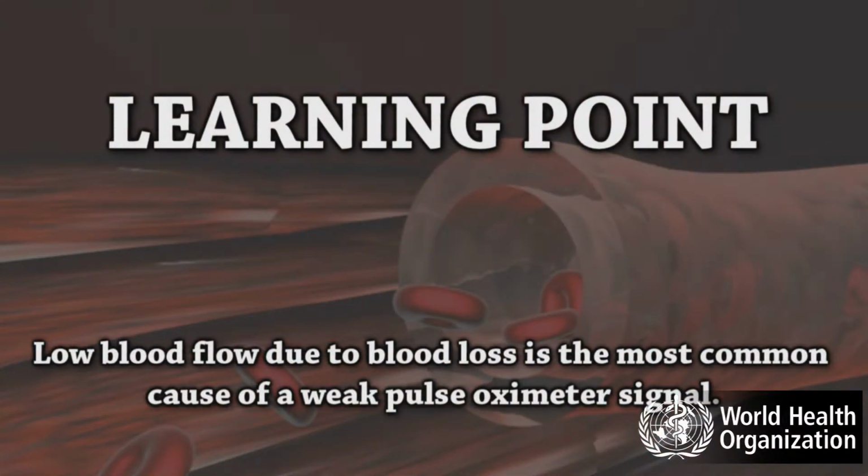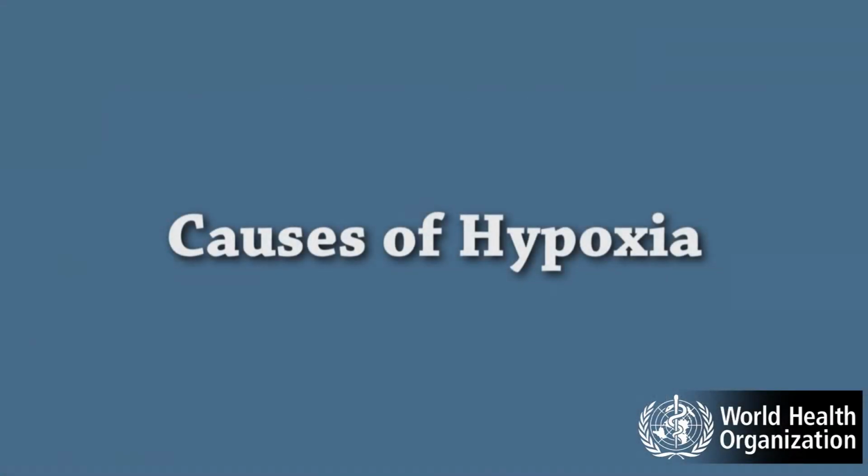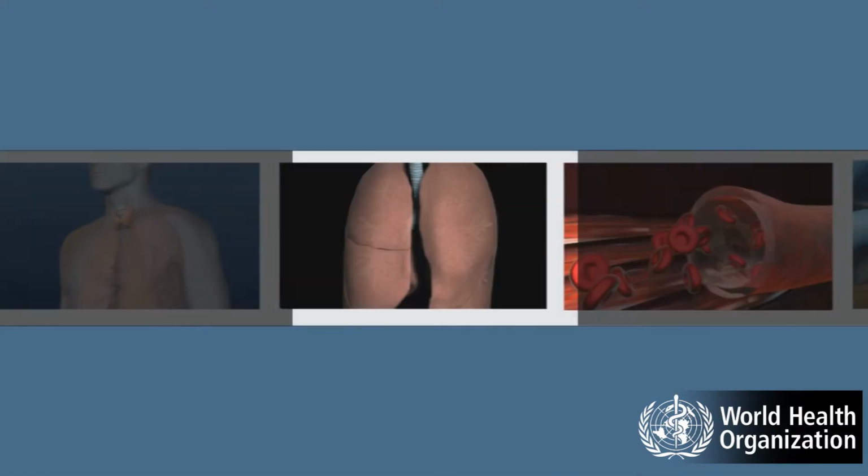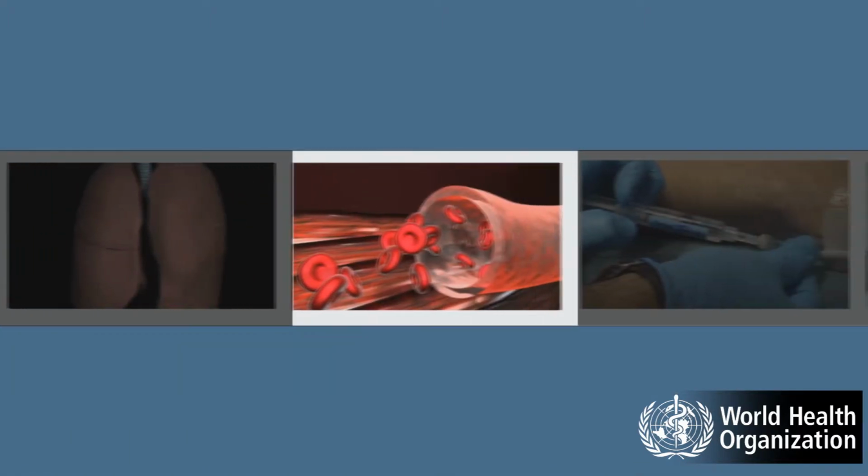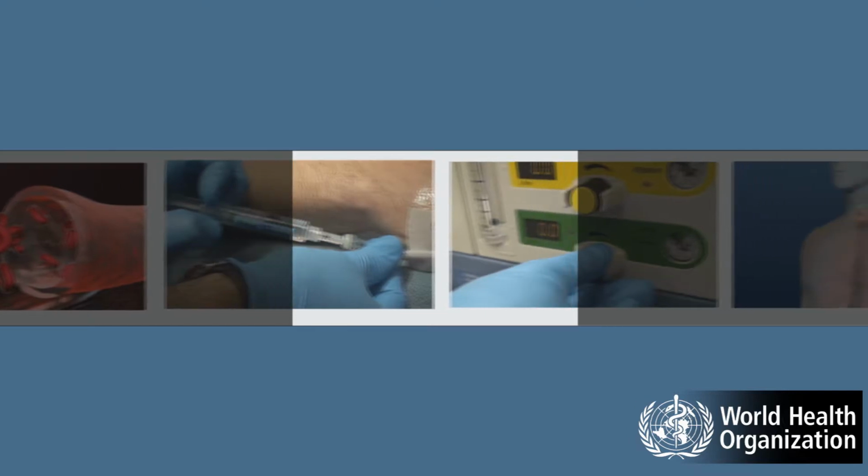Learning point. Low blood flow due to blood loss is the most common cause of a weak pulse oximeter signal during anesthesia. Low body temperature should also be considered. Causes of hypoxia during anesthesia. There are several causes of hypoxia during anesthesia.